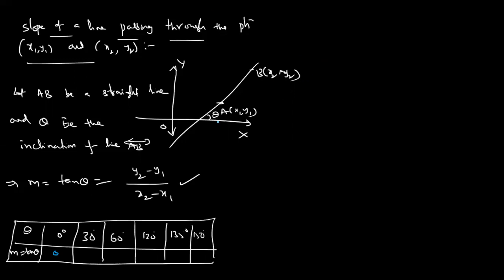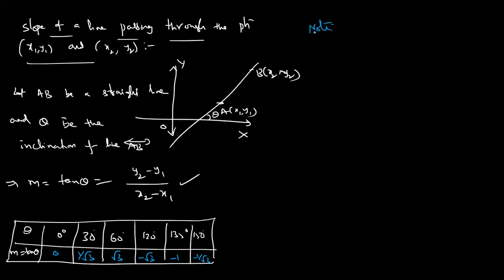What is the value of tan 30? 1 by root 3. Tan 60? Root 3. Tan 120? Minus root 3. Tan 135? Minus 1. Tan 150? Minus 1 by root 3. So these values I think you know. So these are the slopes.